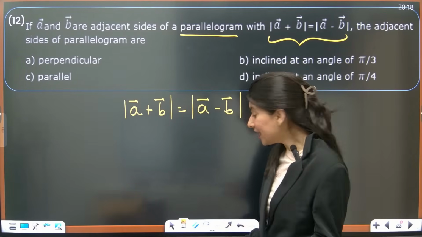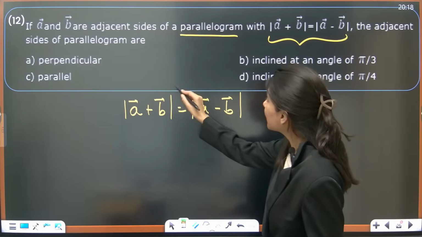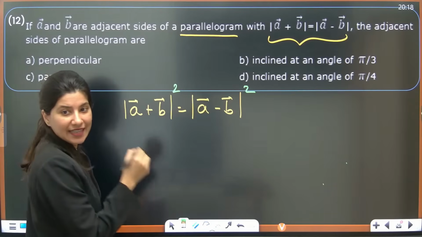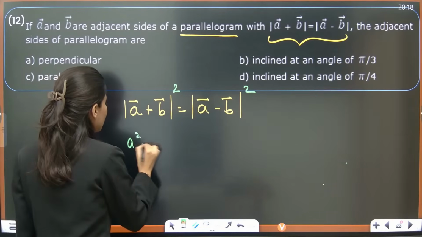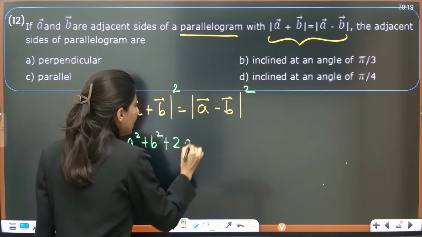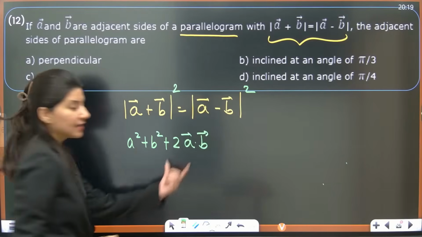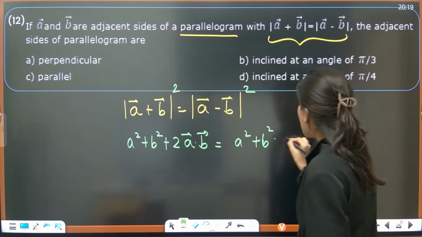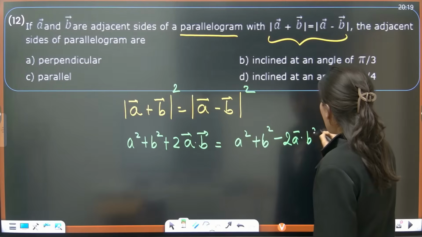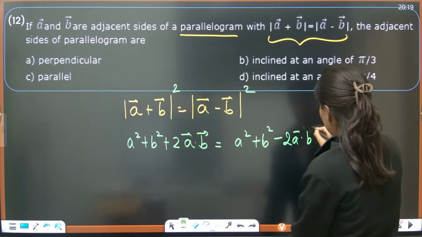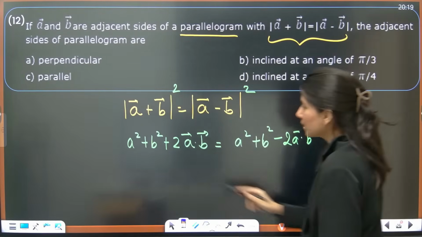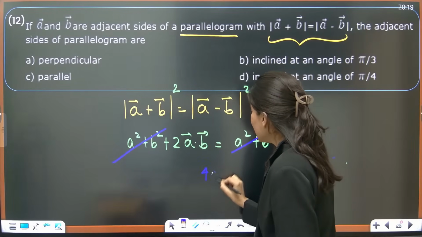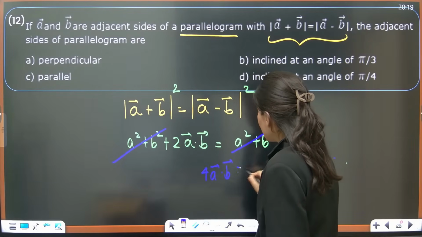Squaring both the sides. Square it. If you square it, what do you get? Yes, A square plus B square plus 2 A dot B. Understand, this is A dot B. This is A square plus B square minus 2 A dot B. Obviously, you are going to cancel A plus B whole square, A plus B whole square. So 4 A dot B is equal to 0.